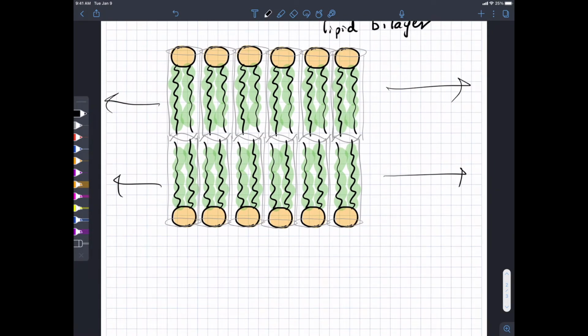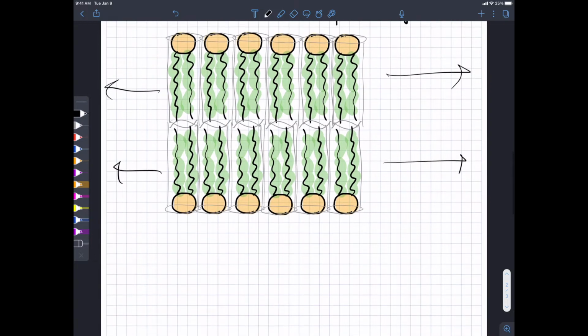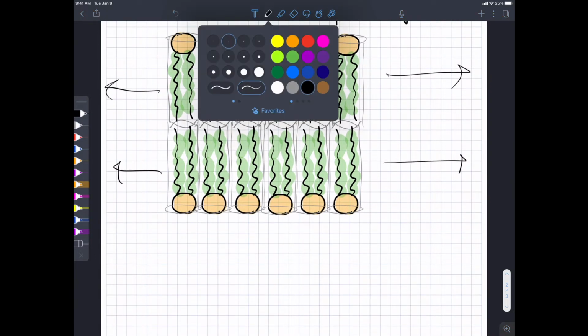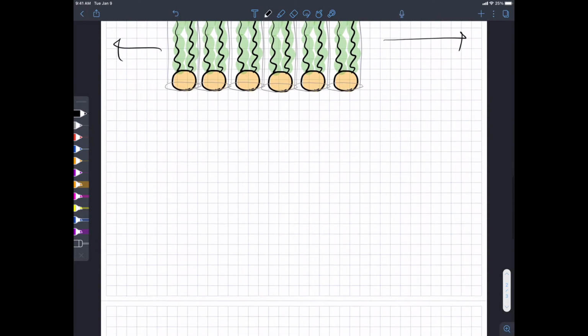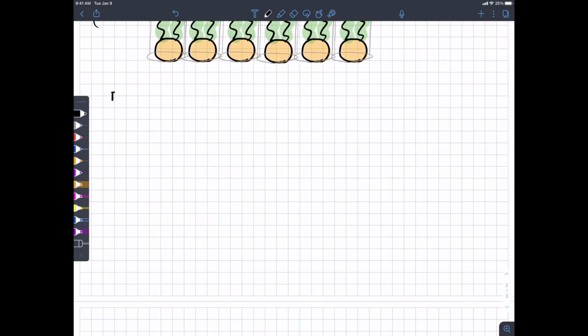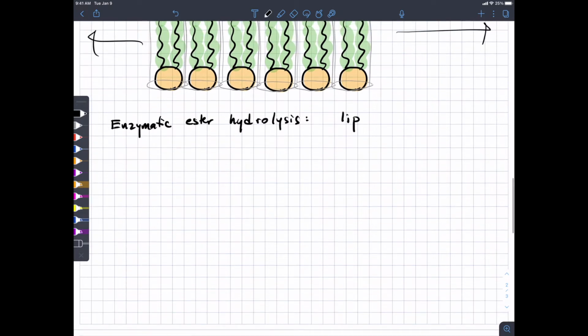Another thing that I want to talk about in terms of ester hydrolysis is how enzymes do it. And this gives us a chance to introduce something called the catalytic triad. And the type of enzyme that hydrolyzes the ester bonds in lipids is called a lipase, because it takes a lipid and it hydrolyzes it.